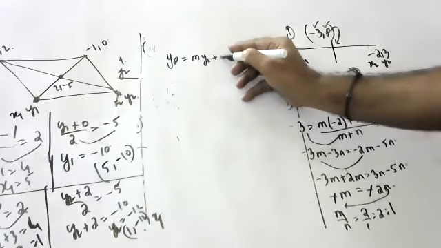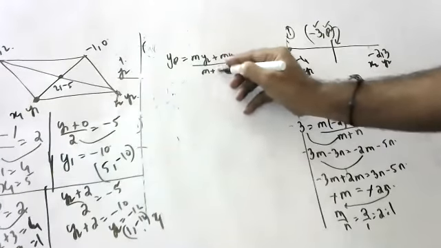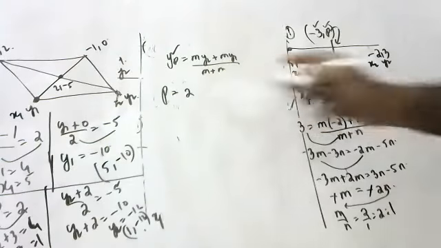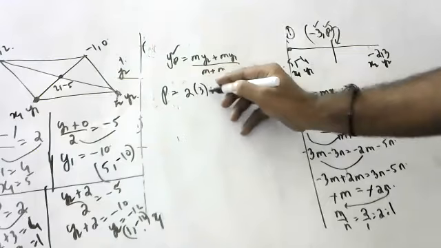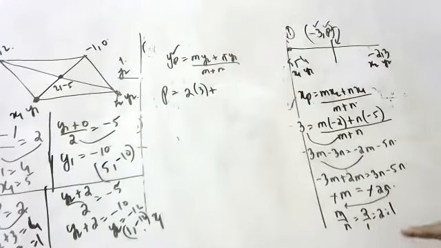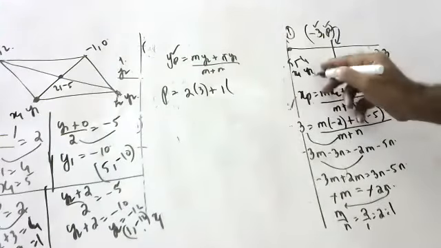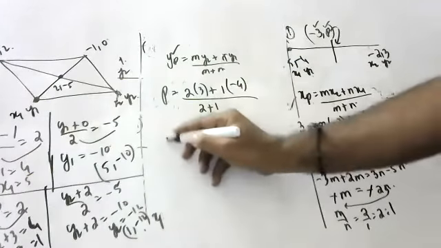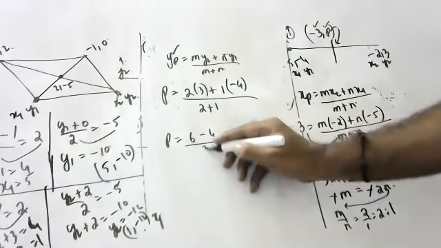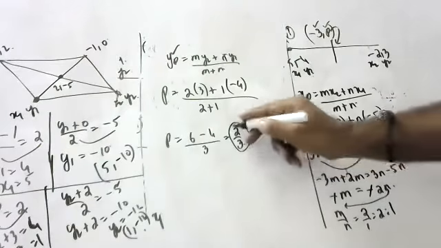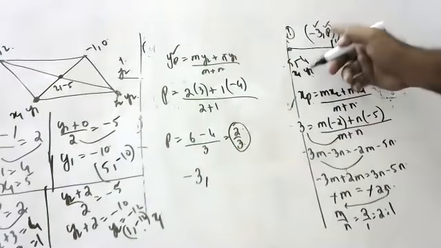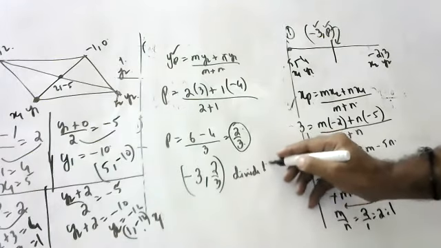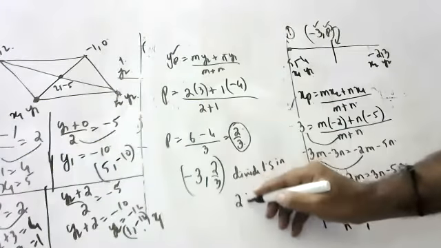y of P is equal to (m y2 + n y1) by (m + n). So y of P is equal to 2 into 3 plus n into 1 into minus 4, by 2 plus 1. P is equal to 6 minus 4 by 3, that is 2 by 3. So minus 3 comma 2 by 3 divides the line segment in 2:1 ratio. Very good.